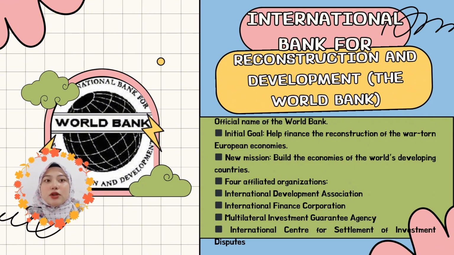To achieve its broad objective, the World Bank Group operates through 5 closely affiliated organizations: the International Development Association, the International Finance Corporation, the Multilateral Investment Guarantee Agency, and the International Center for Settlement of Investment Disputes. We will look at the specific roles of this organization in more detail next.